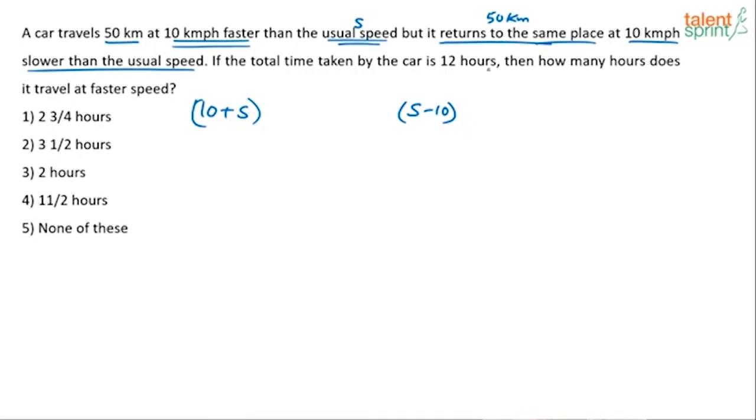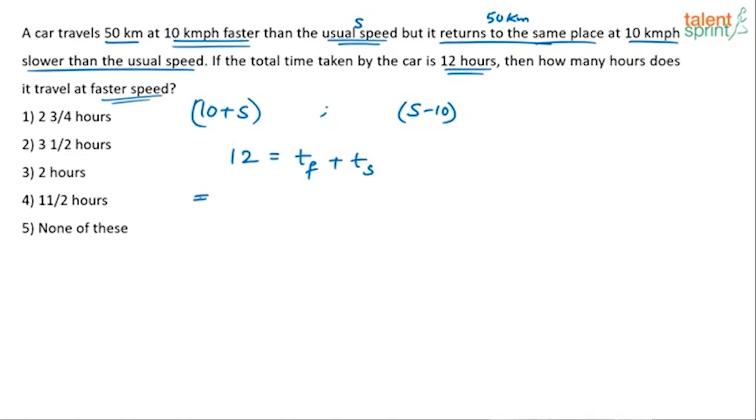If the total time taken by the car is 12 hours, then how many hours does it travel at the faster speed? See, total time taken by the car is 12 hours. 12 is equal to the time traveling at faster speed plus the time taken to travel at slower speed. Forward journey and return journey, to and fro. 12 hours total time is equal to the time taken to go at faster speed and the time taken to return at the slower speed.